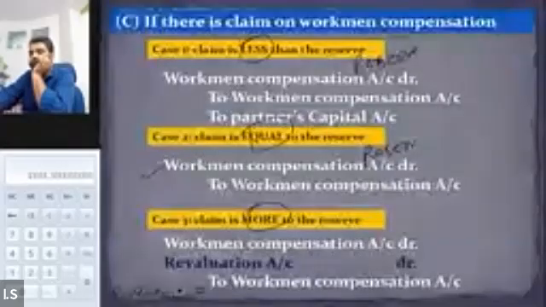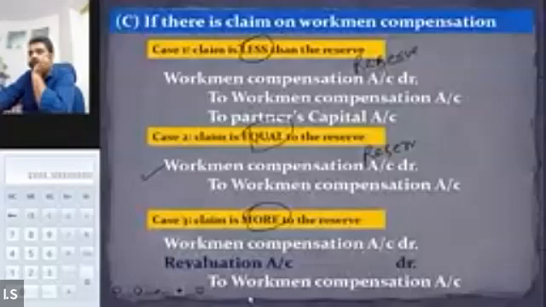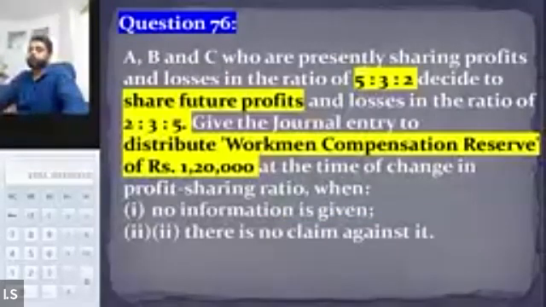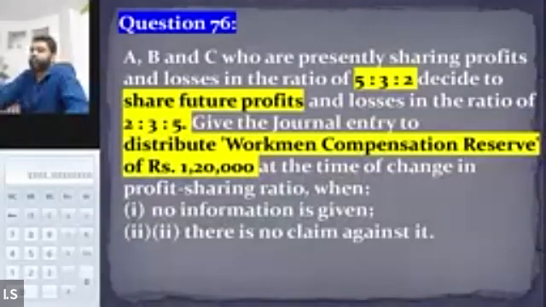So we'll do 1 or 2 questions quickly, and then we will end this session. Starting with an easy question. Let's start with question number 76. Question 76 is saying that there are 3 partners, A, B, and C, who are presently sharing the profits and losses in the ratio of 5:3:2. Now they have decided to change the existing profit sharing ratio to 2:3:5. So we need to give the journal entry to distribute the workman compensation among the partners.